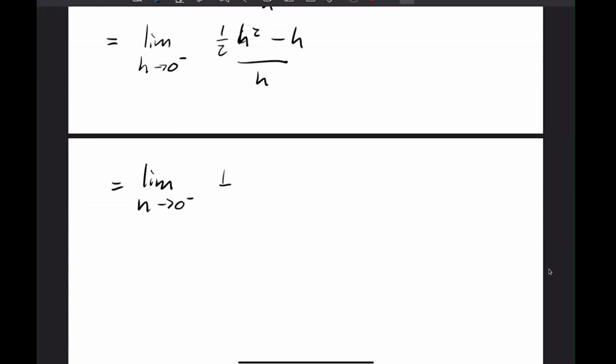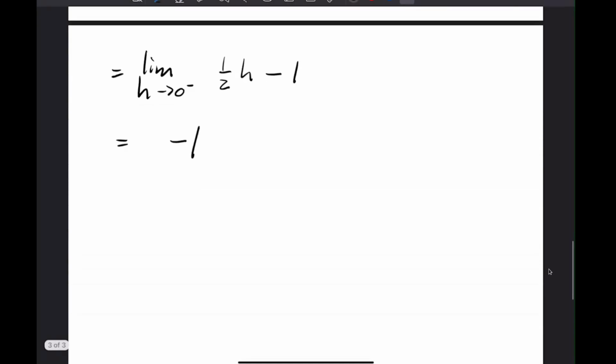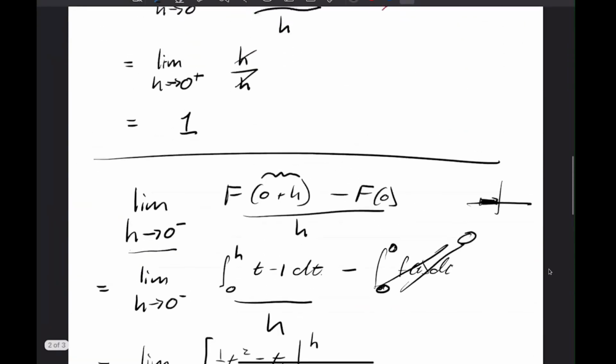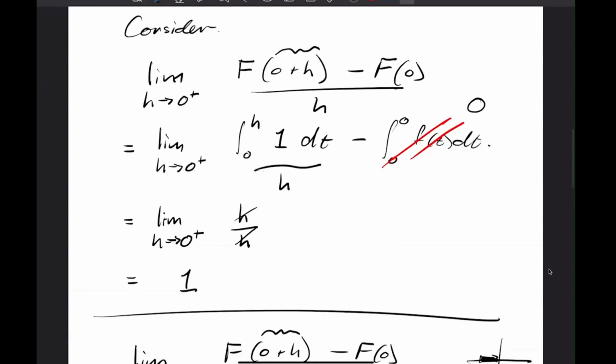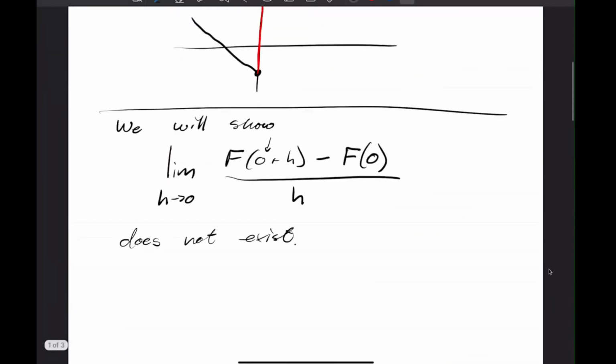And that is going to be a half h minus 1. And if h tends to 0 from the left, half of h is going to tend to 0. So this limit is equal to minus 1. So now we see that the left limit is equal to minus 1. The right limit is equal to plus 1. So therefore, this limit does not exist.